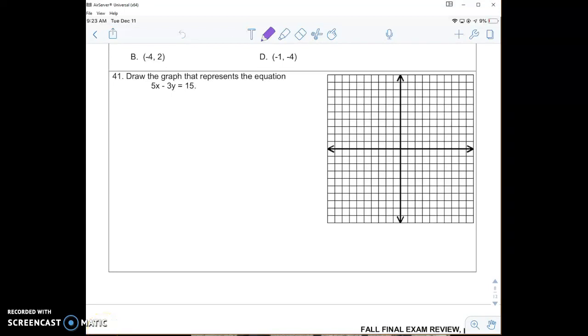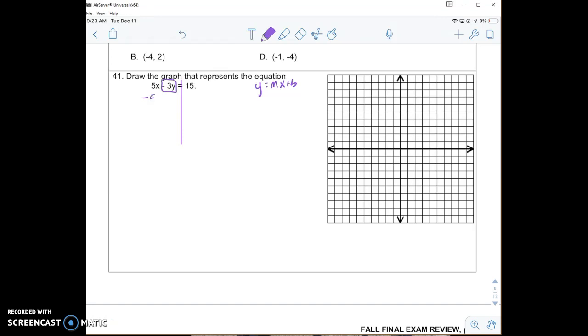This is the final review video starting at number 41. Number 41 says, draw the graph that represents the equation 5x minus 3y equals 15. I'm going to get this equation into slope-intercept form so that I can easily graph. In other words, I am solving it for y. I'm trying to get the y by itself.